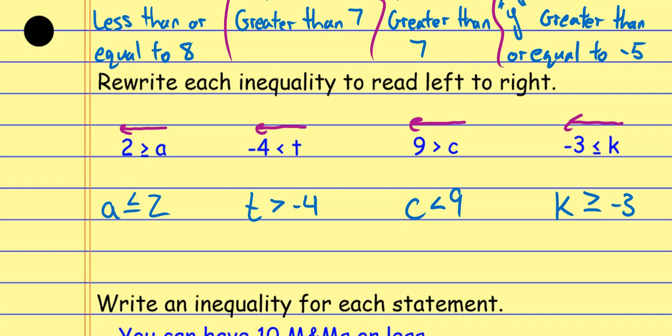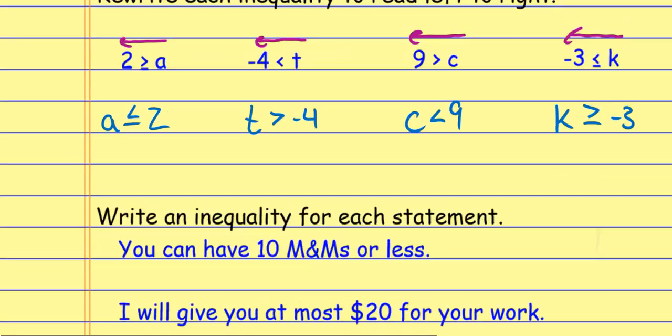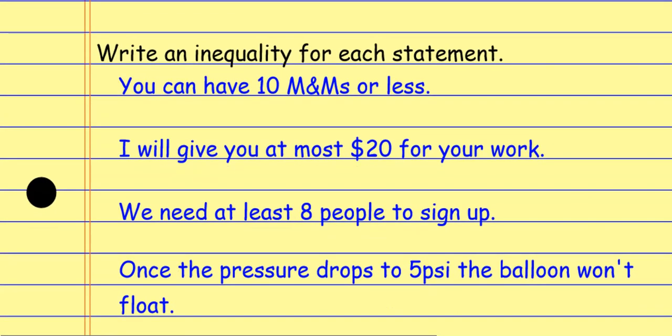And we want to write things in terms of the variable. We want to understand which values the variable represents, all right? So I write it as K is greater than or equal to -3 instead of -3 is less than or equal to K. That doesn't make much sense, okay? Let's talk about this in terms of statements here.